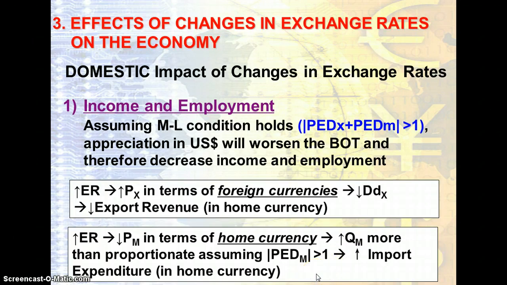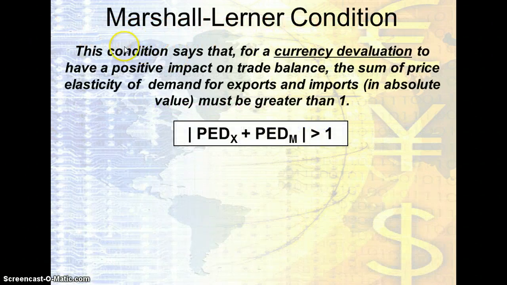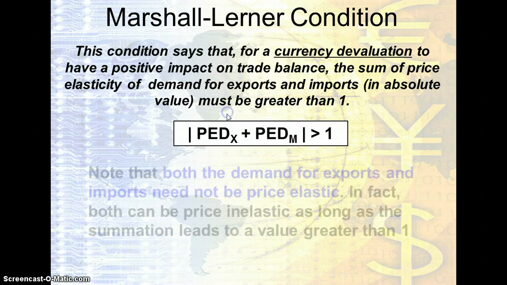It will have a negative impact on the income and employment given an appreciation of the currency, assuming that the Marshall-Lerner condition holds. However, this condition also states that, in another case for a currency devaluation, meaning for the government to depreciate the currency, to devalue the currency, it will have a positive impact on the trade balance, given that the sum of the price elasticity of demand for export and imports is greater than 1.